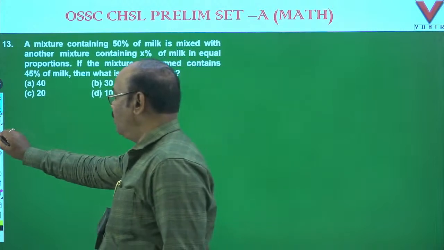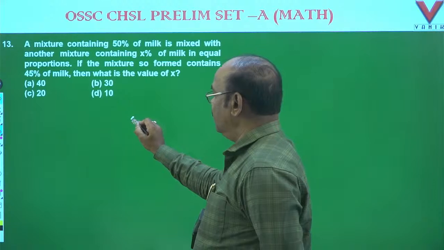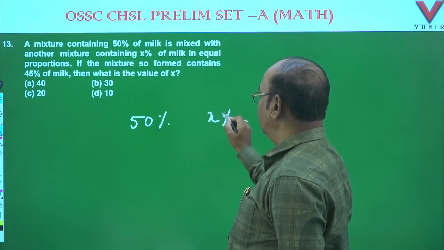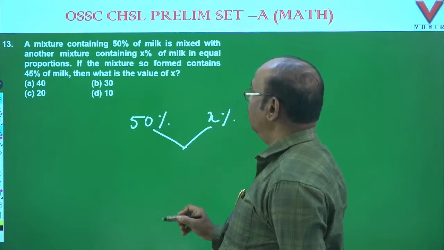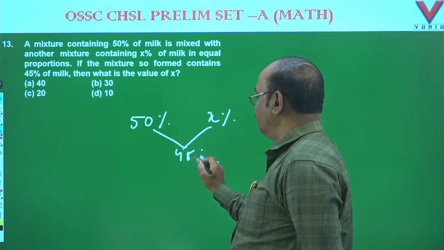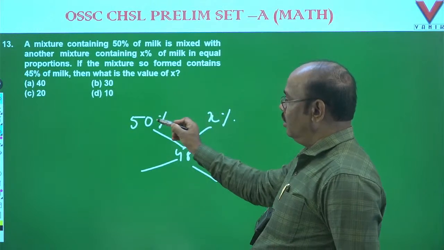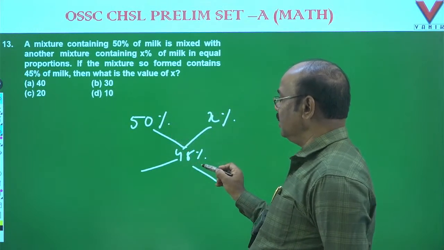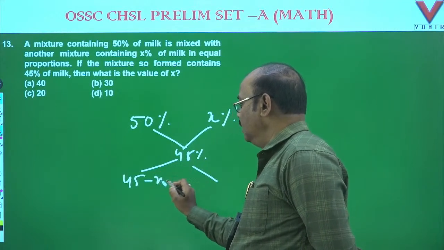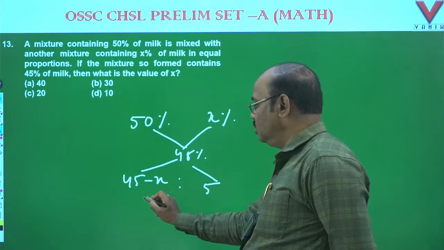So two different ingredients are added to form a common mixture. The first one is 50%, the second one milk is x%, and the mixture value is 45%. Take the difference: this is cheaper, this is dearer. So this will be 45 minus x, and this will be 50 minus 45, that is 5. And this by this ratio is given 1:1.